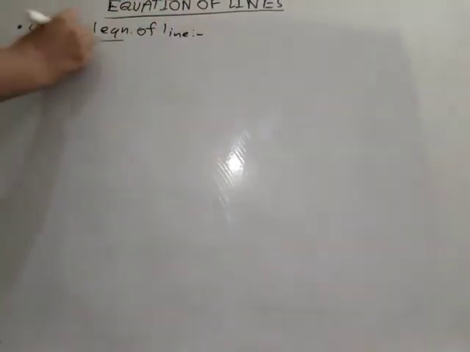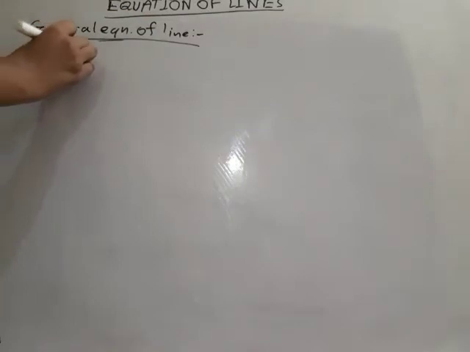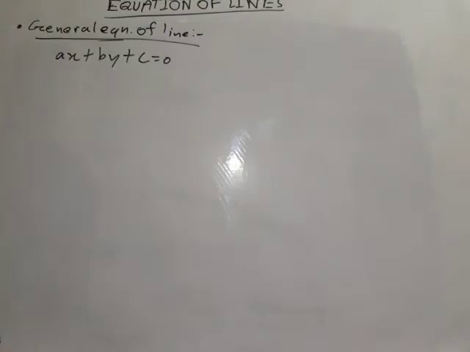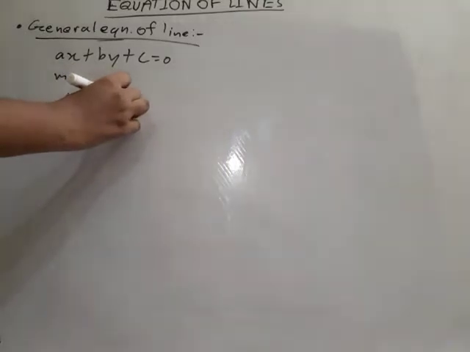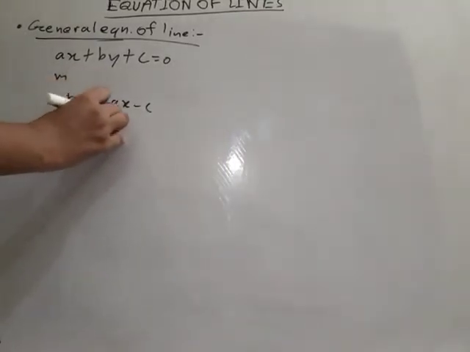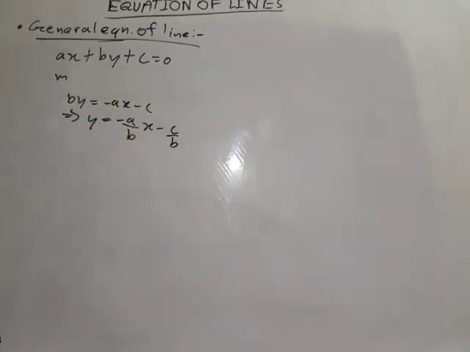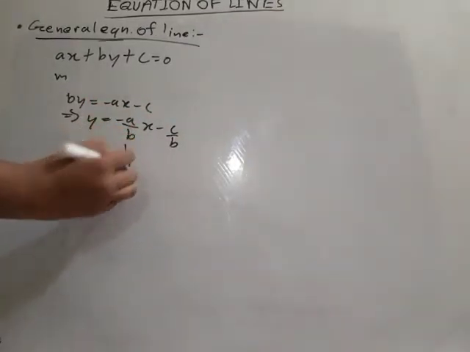The general equation is given by ax plus by plus c equal to 0. And from this equation, how to find the slope of a line? Slope is m, and let us rearrange this equation such that y comes out to be just y, meaning by equal to minus ax minus c, or y equal to minus a by b x minus c by b. This is called the slope of a line, that is m.